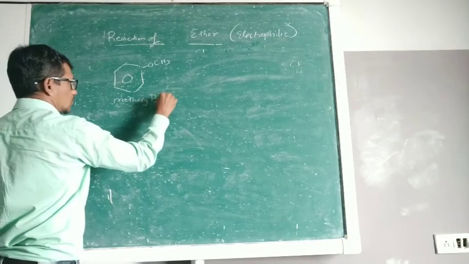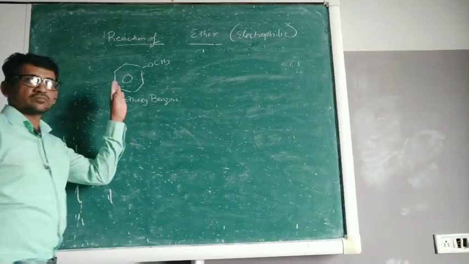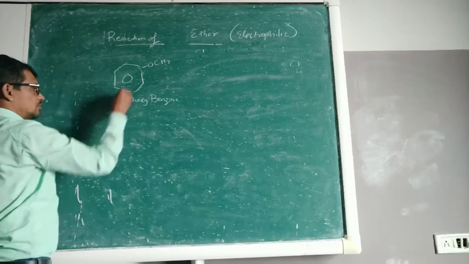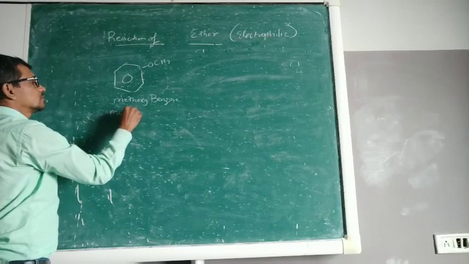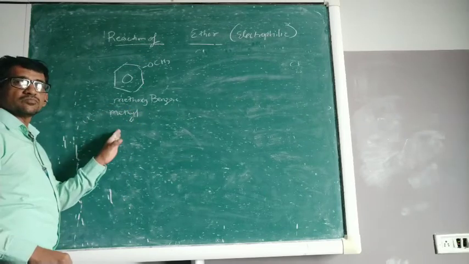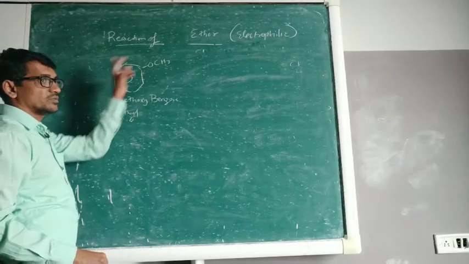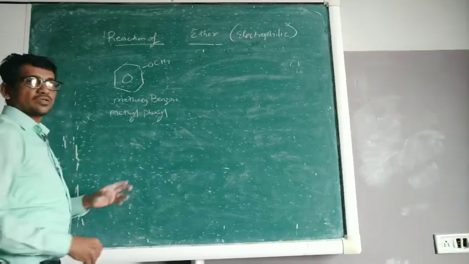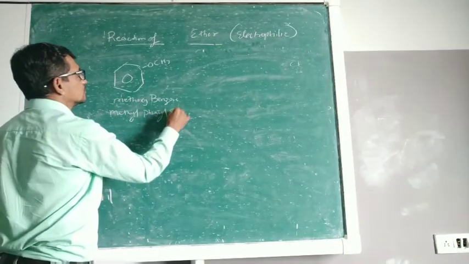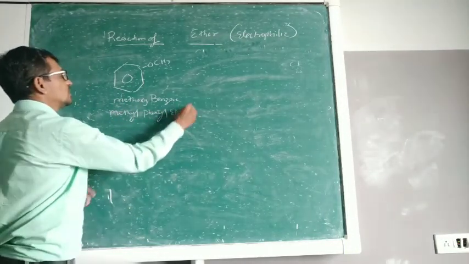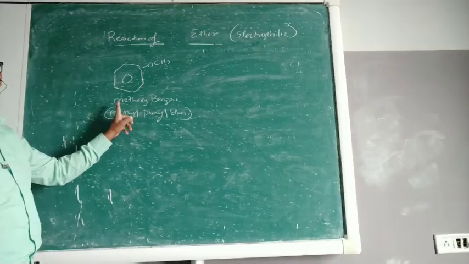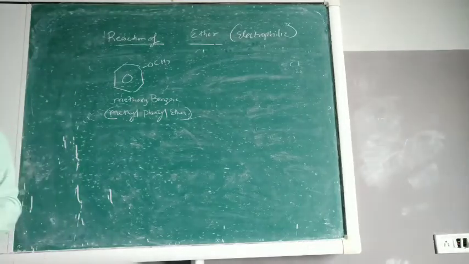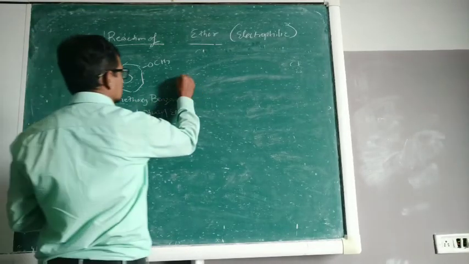benzene. I will write the common name: methyl phenyl ether. Say the smaller carbon first, so that is methyl, and remember this simple name: methyl is one carbon, benzene is phenyl, and oxygen you speak as ether. So it is known as methyl phenyl ether, the common name. The IUPAC name is methoxybenzene. Now in this we are doing various reactions, first one is halogenation.